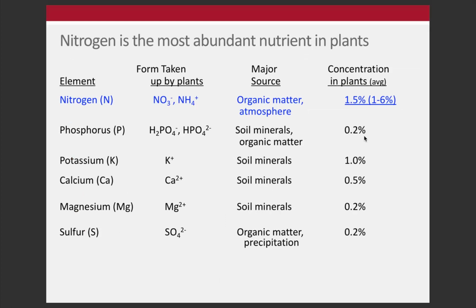So nitrogen is very, very important because it's typically the most abundant nutrient in plants. We've seen this already. Nitrogen is our element in blue here. Primary forms are nitrate and ammonium that are taken up, primarily coming from organic matter and the atmosphere. And this is, again, a very ballpark number of 1.5%, anywhere between 1 and 6%, or even less, depending on the plant part, et cetera. So we can compare that with other nutrients, and nitrogen is in the highest concentration in plants.